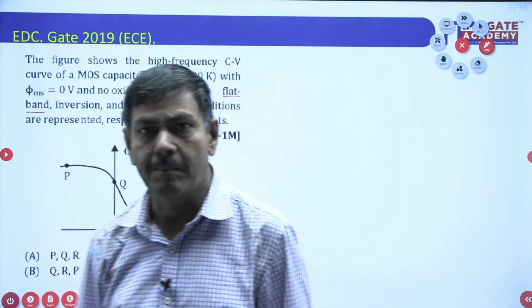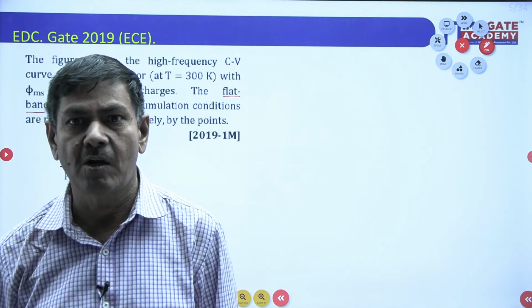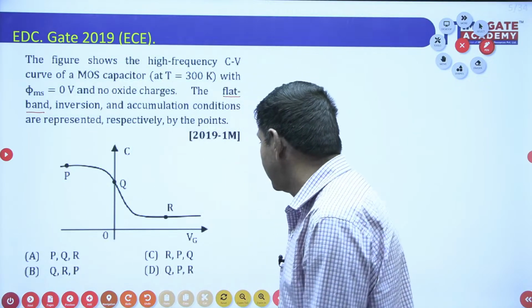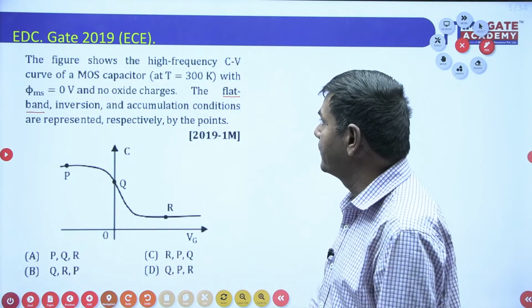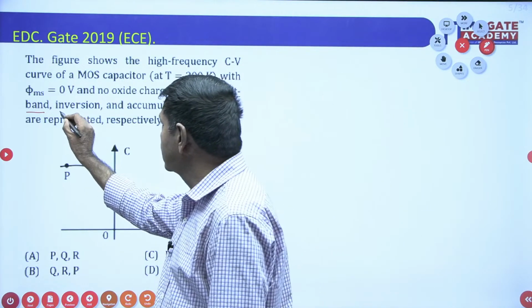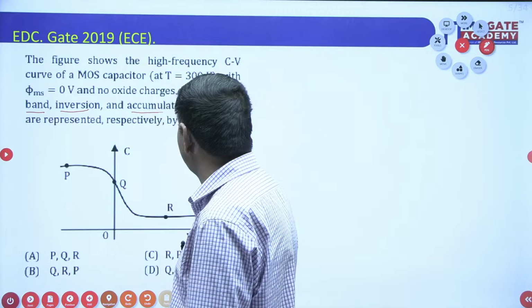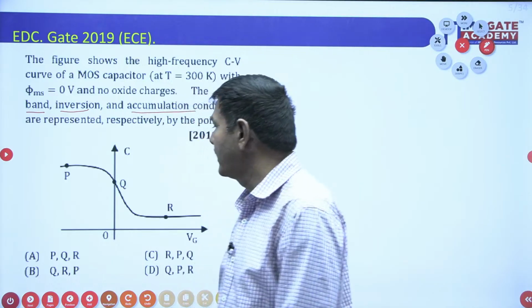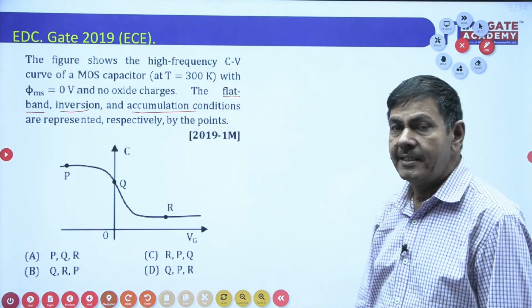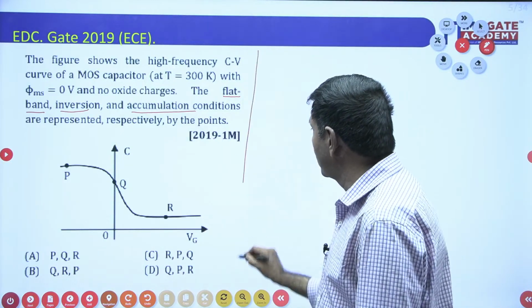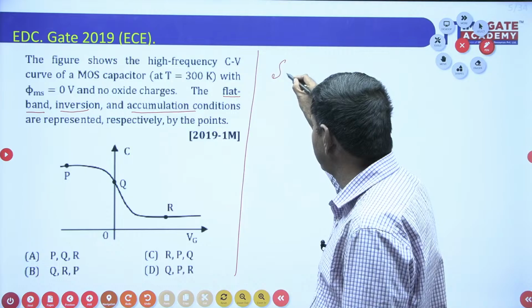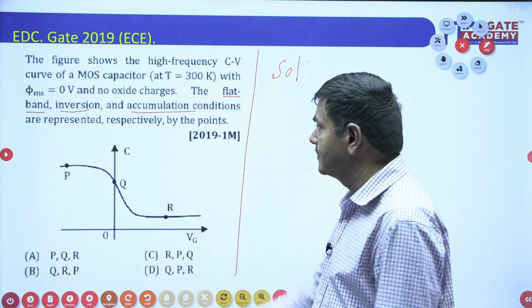That is more important. Manoj Kumar gave option B. Option B is 100% perfect. Flat band, next one is the inversion, and the third one is the accumulation conditions. From the given diagram, you can see certain points, and from those points you can identify the solution easily.